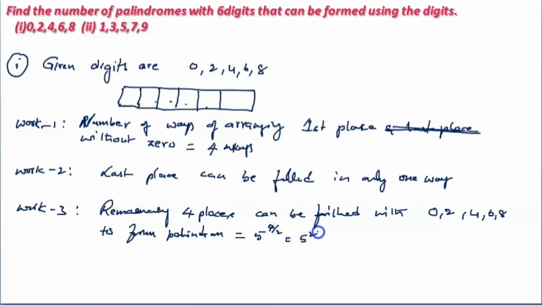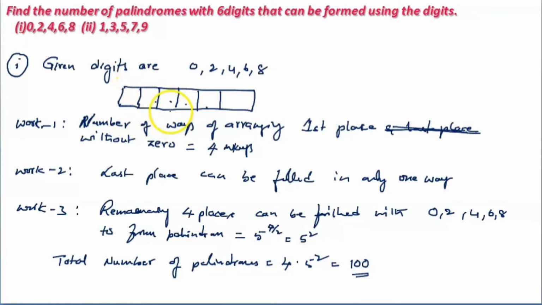So 5 square ways. So the total number of palindromes is equal to 4 into 5 square. So 25 into 4, that is 100 palindromes can be formed.